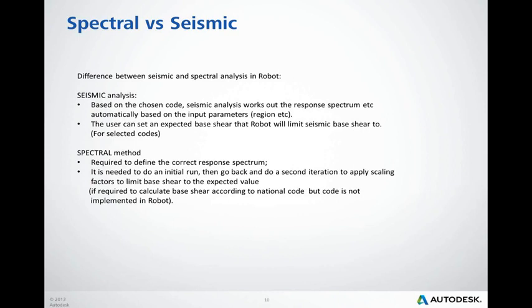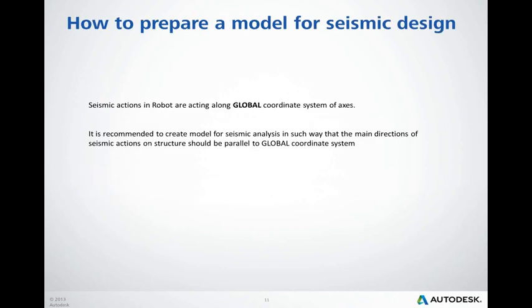After setting the modal analysis case, now it's time to define either a spectral or seismic case. The main difference between these two approaches is the way of spectrum definition. In a seismic case, the spectrum is automatically generated by the program based on the selected code and input parameters required by it, whereas in a spectral case, the whole response spectrum must be defined by the user. Mind that seismic actions in Robot act along the global coordinate system of axes, so the structure should be correctly modeled to fulfill these requirements.